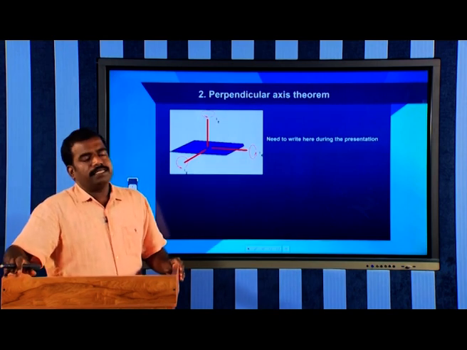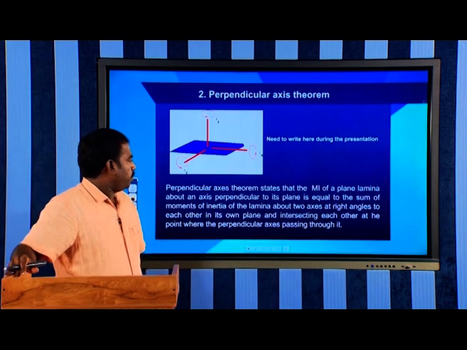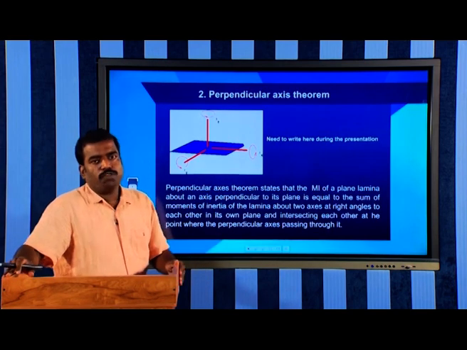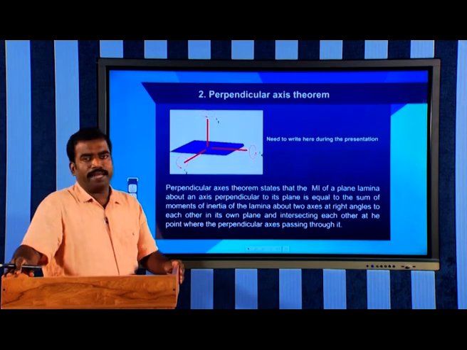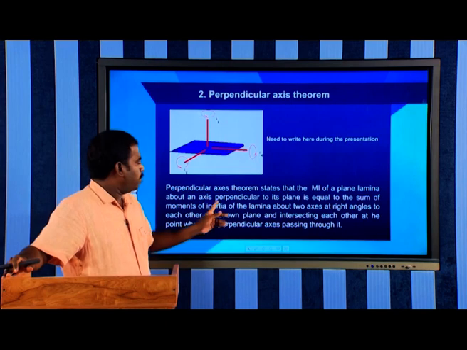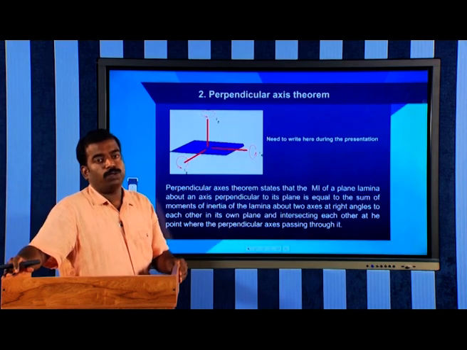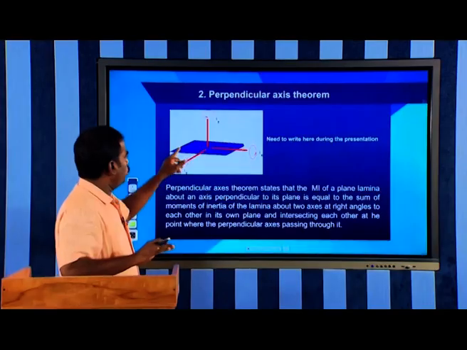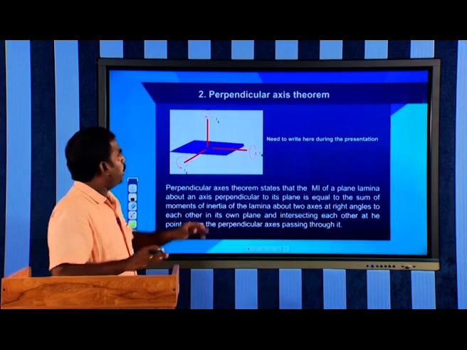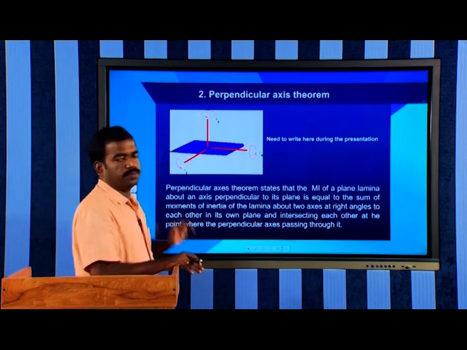Here the perpendicular axis theorem states that the moment of inertia of a plane lamina about an axis perpendicular to its plane is equal to the sum of the moments of inertia of the lamina about two axes at right angles to each other within the same plane and intersecting each other at the point where the perpendicular axis passes through it. Suppose this is the lamina, you can see this blue one, this is the lamina. Here you have an axis IZ.